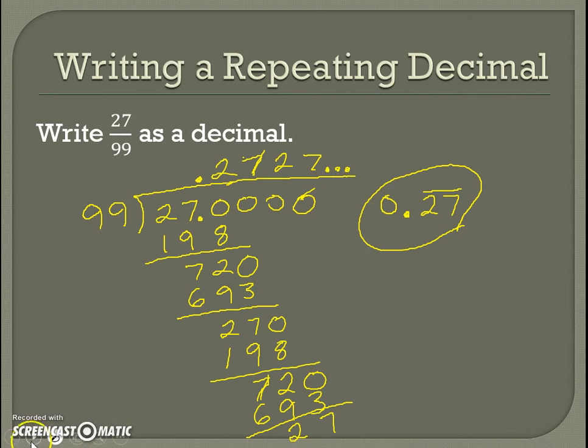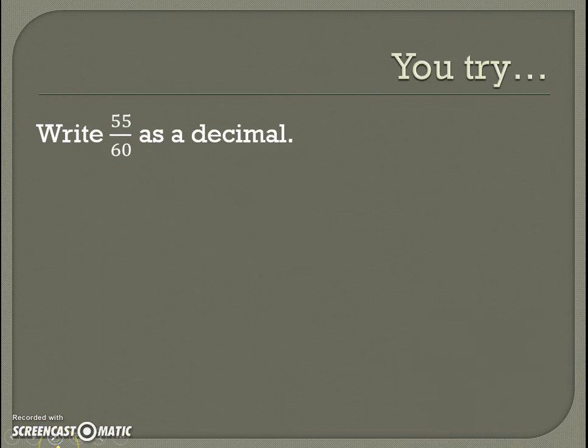So here is one for you to try. I'd like you to give that a shot. So you want to pause now and try the problem, and then when you're done, unpause it, and you will find out that the answer is 0.916 with the 6 repeating. Okay, hopefully you found that. If not, go back and try to find your mistake.